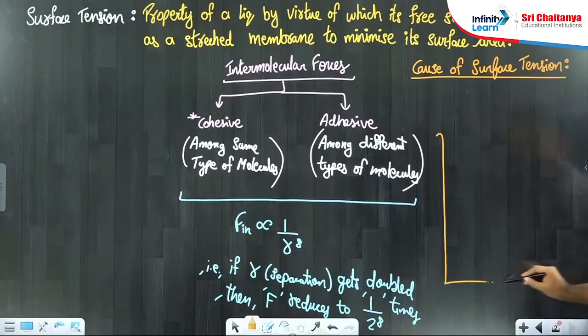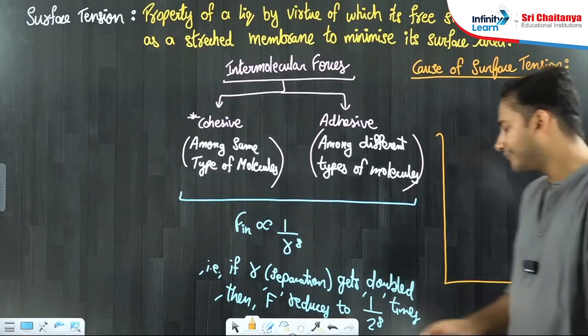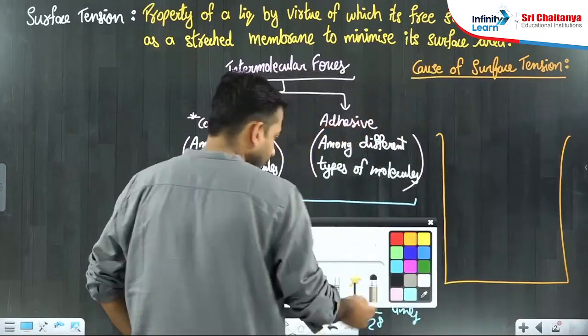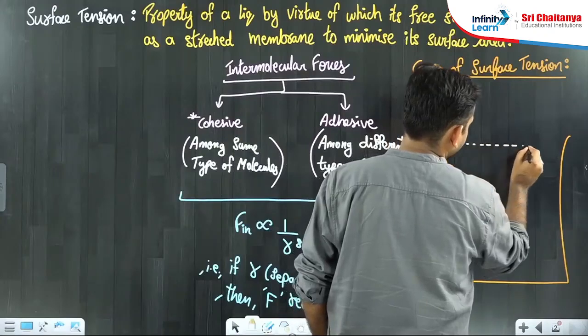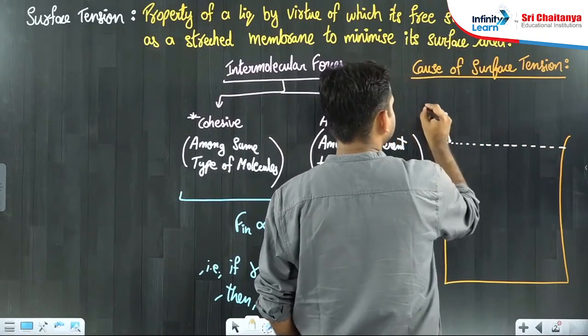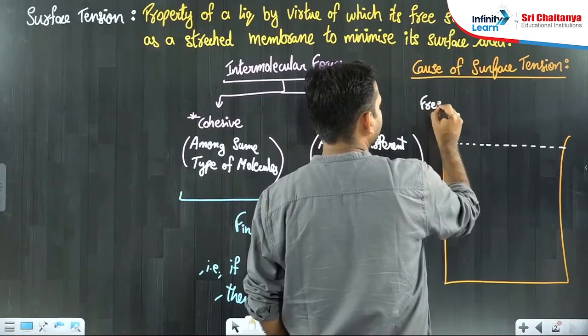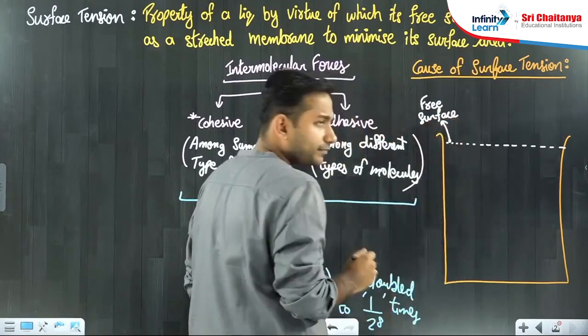I will say that this is a beaker in which there is a real liquid filled, and I'm going to draw some layers. Suppose this is the free surface of the liquid. This is the free surface of the liquid. So it is exposed to the air. Okay.